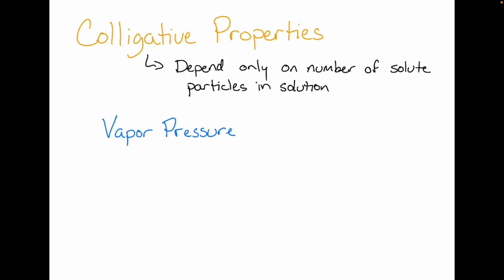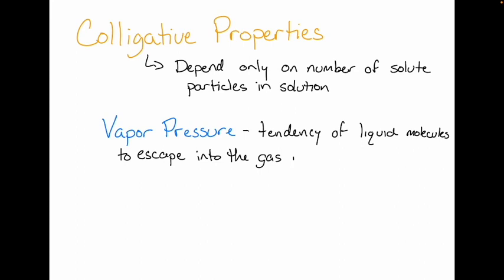Okay? So vapor pressure is the tendency of a liquid, of liquid molecules, let's say, to escape into the gas phase. Okay? And again, we're going to be talking about colligative properties, I guess we can even say, of solutions, right? That's the name of the chapter. So we're going to be comparing the vapor pressure of a solution to that of just the pure solvent, right?